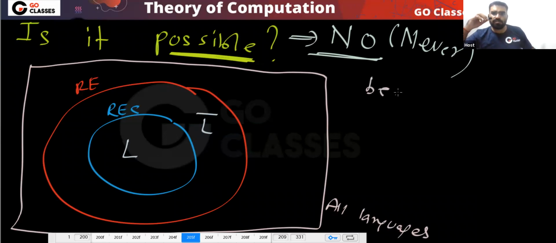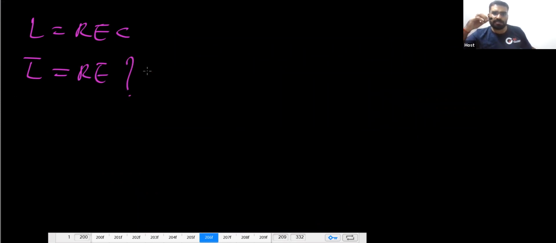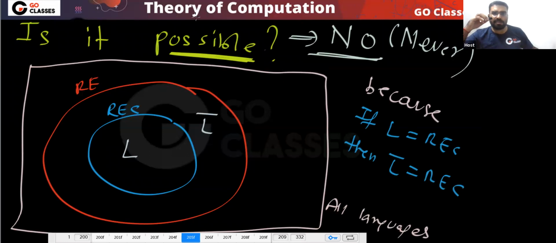Because if L is recursive, then L complement will be recursive. Okay. Tell me, are these two statements the same? If L is recursive, can I say L complement can be RE? Yes. But what is this diagram saying? Tell me what this diagram is saying.